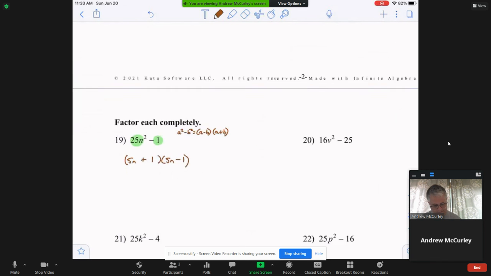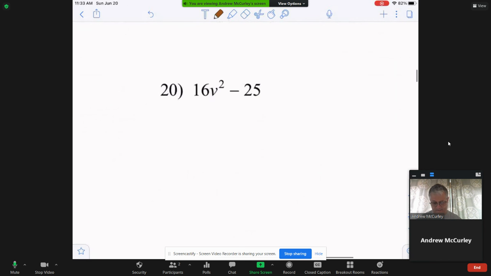All right. Same thing for the next one. Oh, 16, that's a perfect square. So I can go 4v. 25 is a perfect square. That's 5. That's 5. Plus and minus here.